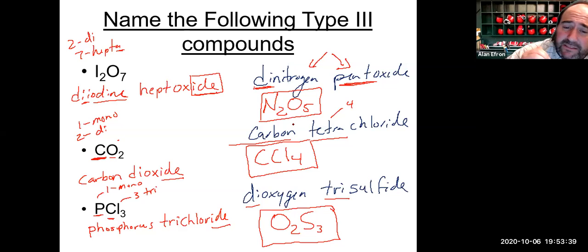By the way, as you can see in all these names and formulas, we don't use Roman numerals in formulas. That's also a very common thing people do, especially with type 2, is they write the formula and throw some Roman numerals in between the symbols. So none of that crazy stuff. Any questions on type 3 compounds?